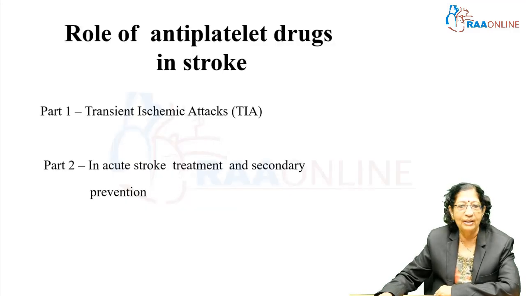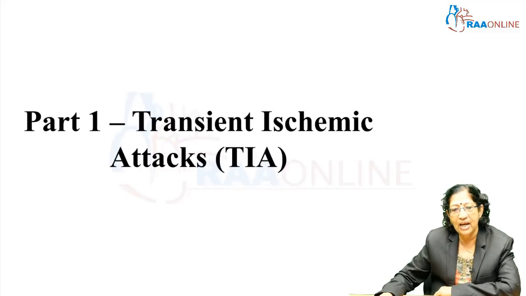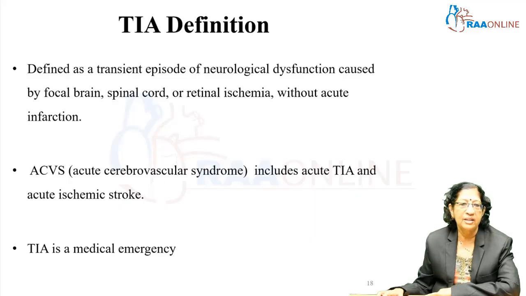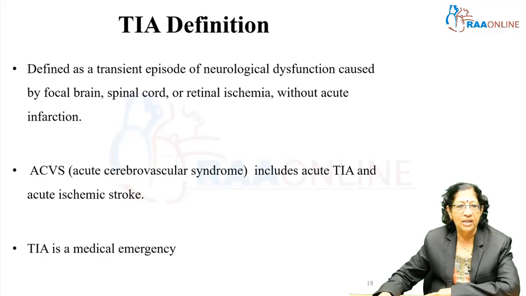So, we will see the role of antiplatelet drugs in stroke in 2 parts. One is the transient ischemic attack, and the other is acute stroke treatment and secondary prevention. Transient ischemic attack is a harbinger of stroke, and we have to be sure that we recognize it early so that we can prevent strokes. The transient ischemic attack or TIA is defined as a transient episode of neurological dysfunction, which is caused by focal brain, spinal cord or retinal ischemia without any acute infarction. Whereas acute cerebrovascular syndrome or ACVS includes both TIA and ischemic stroke. TIA is a medical emergency because you have to prevent the stroke.